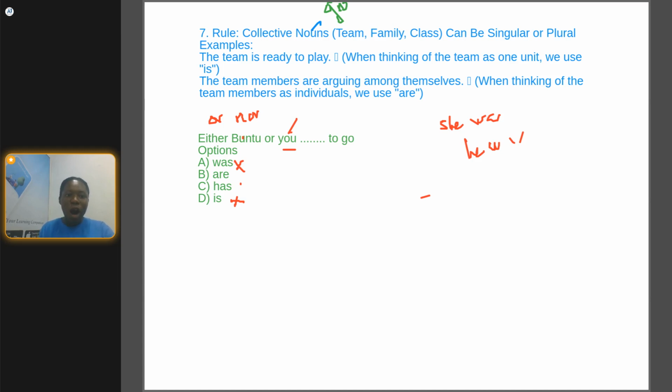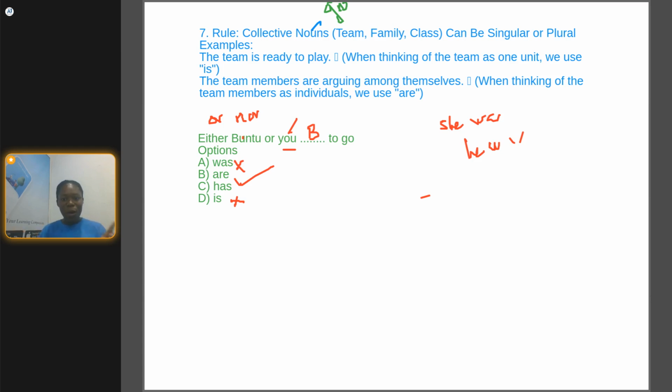So you are saying you are to go. You can't say you was to go. You can't say you as to go. You can't say you is to go. So you say you are to go. So it means B is our option. Can you see that? Did you see how I picked it? I used two rules to solve this question. Two rules that we thought about today. So either Ubuntu or you are to go. You are to go. All right.